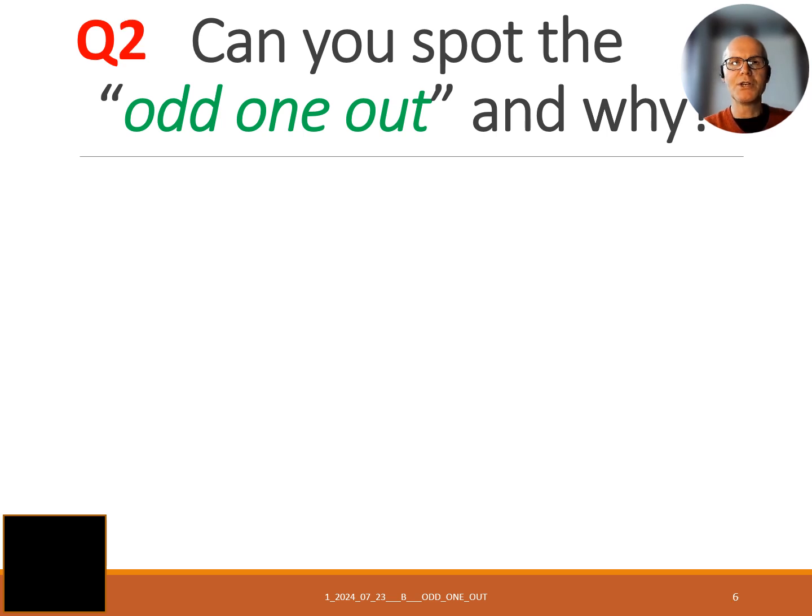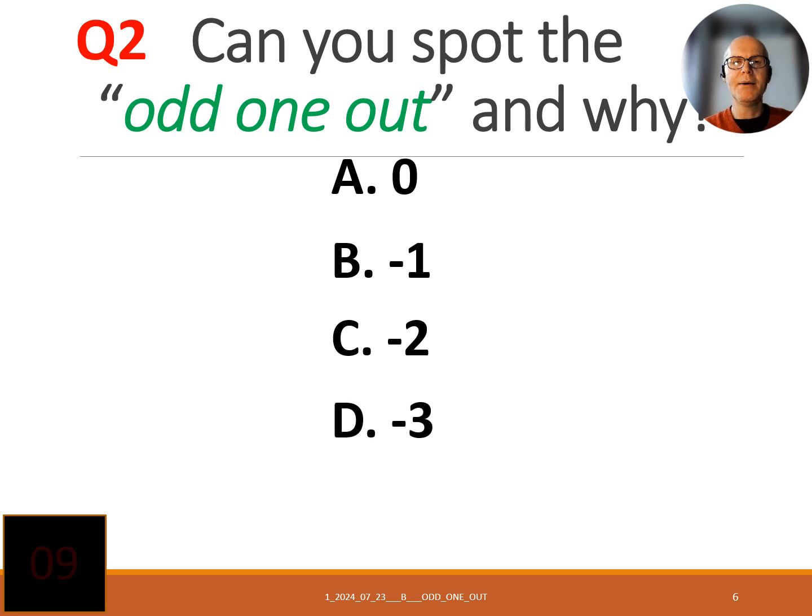Next set of questions. Question 2. Can you spot the odd one out and why? A. 0, B. -1, C. -2 and D. -3.